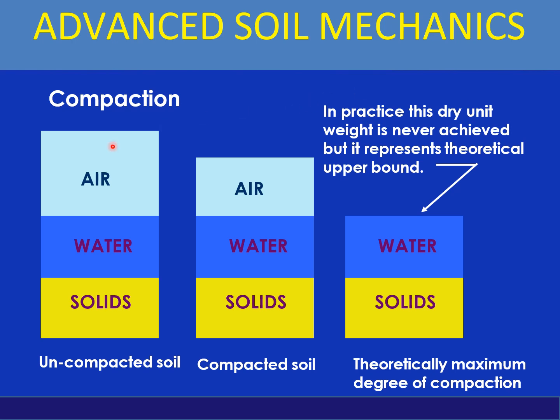So in compaction, you can see what is happening. We are going to expel the air from the void spaces, and ultimately, theoretically, you can expel all the air and you can get the two phases of the soil. So in practice, this dry unit weight is never achieved, but it represents a theoretical upper bound. So in fact, during compaction, when we expel air from the voids, obviously there will be reduction in the volume of the air.